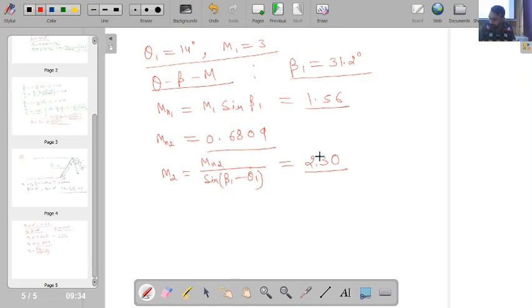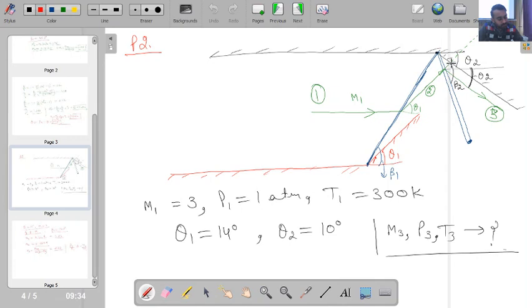For the first wave we have calculated this, and even if I want to calculate the value of P2 by P1 and T2 by T1, that also I can calculate. Can you calculate these values? So we can easily calculate the values for these two parameters also. Okay. Now we have to go for the second wave. Can you tell me how to find out the value of the second wave angle beta 2?